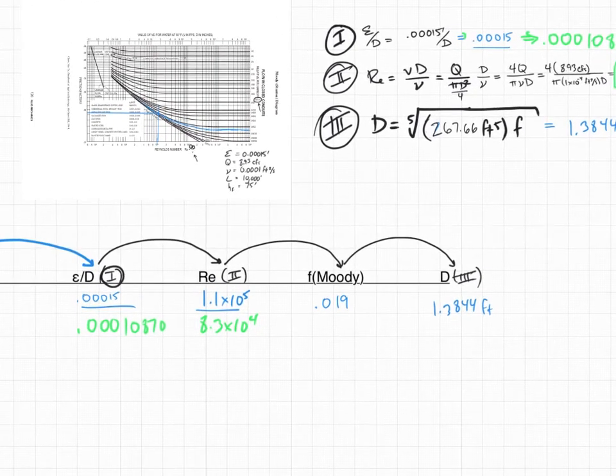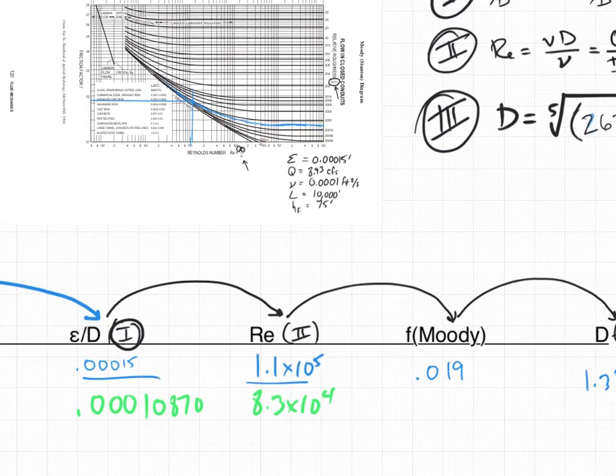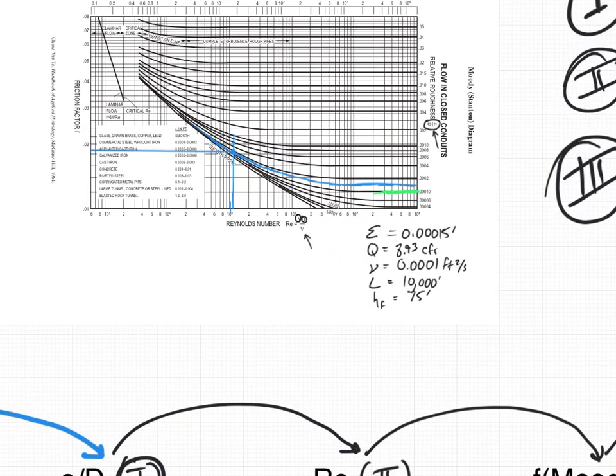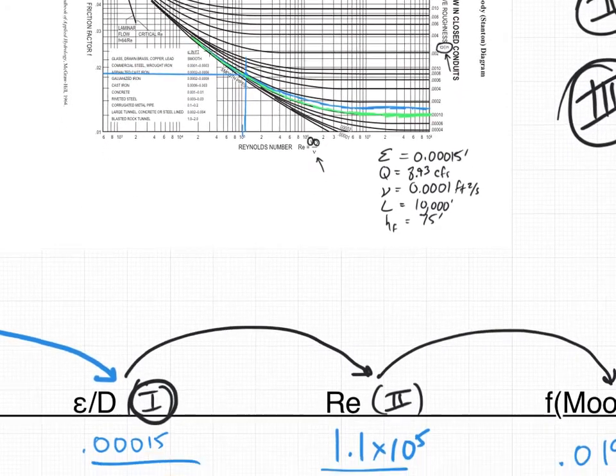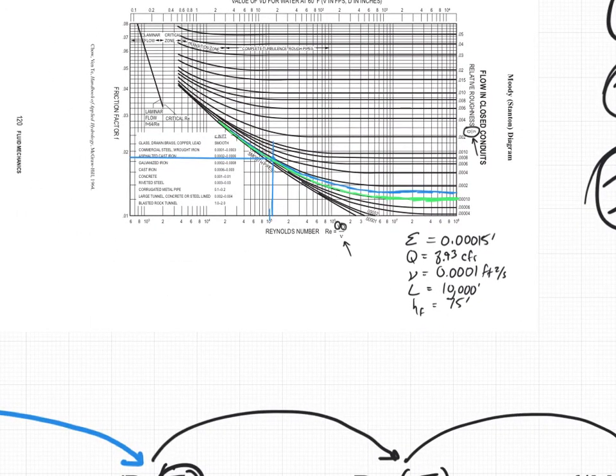So let's go back to our trusty Moody diagram. So we're going to go 0.0001. Okay, so now we're basically right on this solid line right here. Let's zoom it all the way in so we can see what we're doing. Okay, and obviously if we were up in this region, they'd be indistinguishable. Our Reynolds number is 8.3 times 10 to the fourth, so we're somewhere right in here.